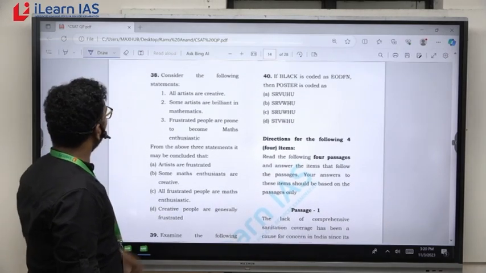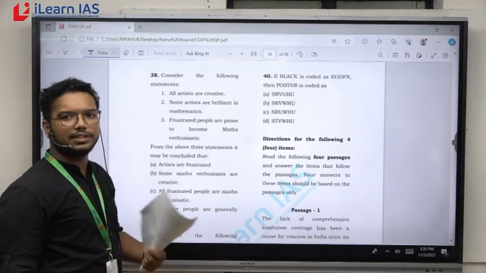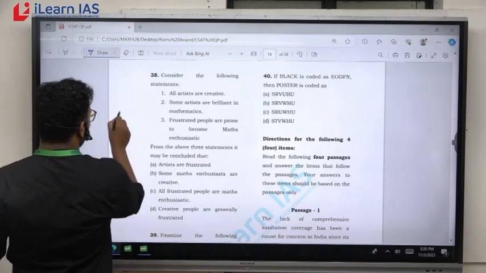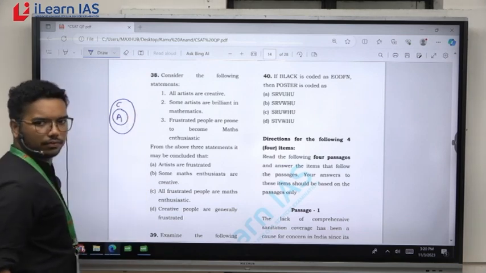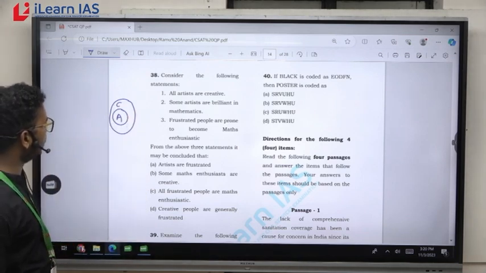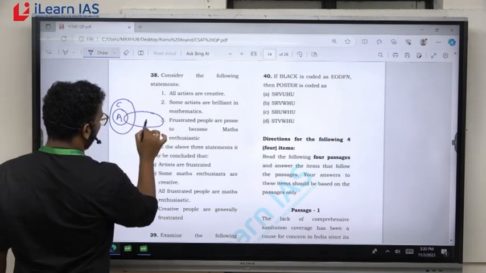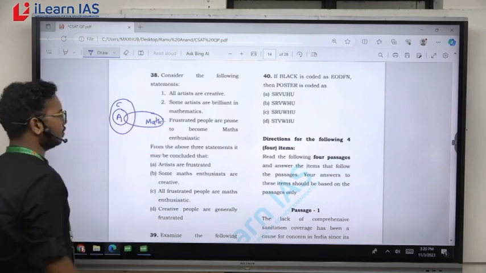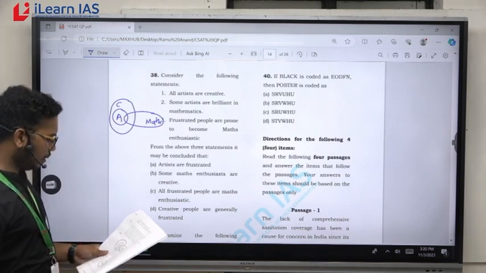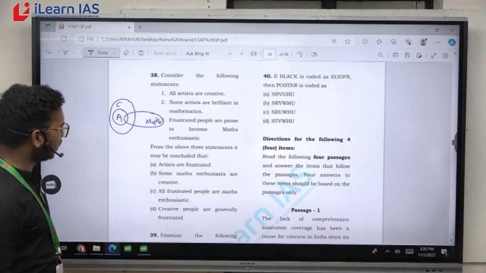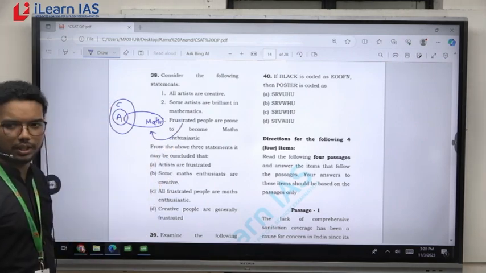Yes. All artists are creative. This is a question from syllogism. All artists are creative. Now, some artists are brilliant in maths. Next, frustrated people are prone to be math enthusiasts. Okay, they are just prone.